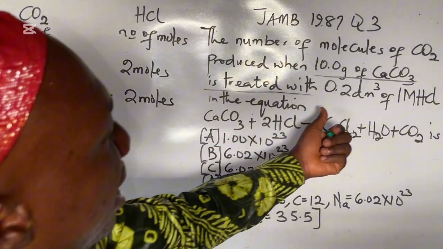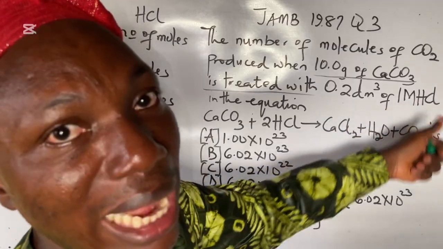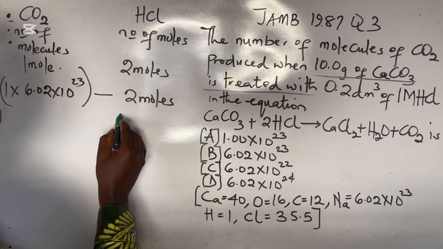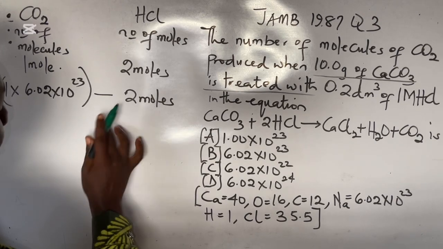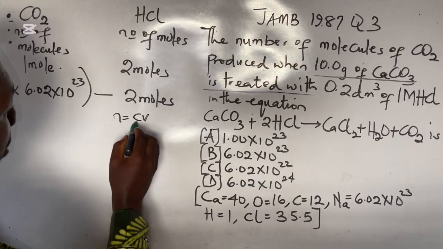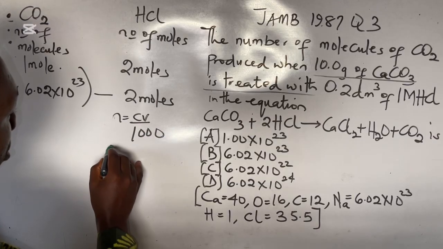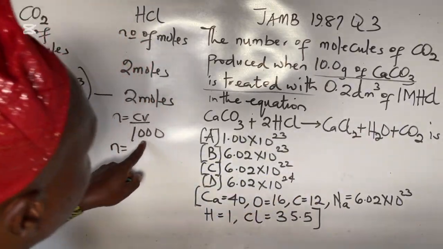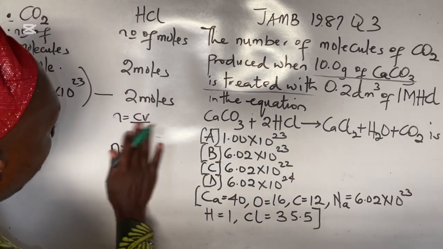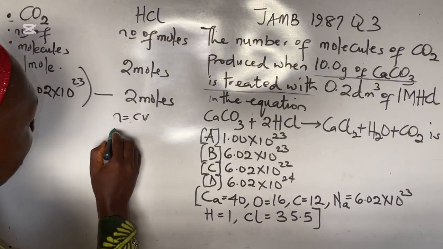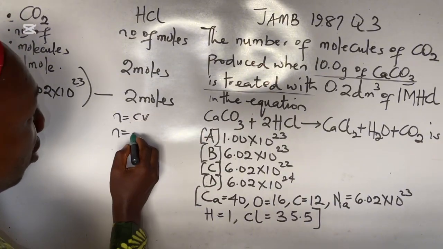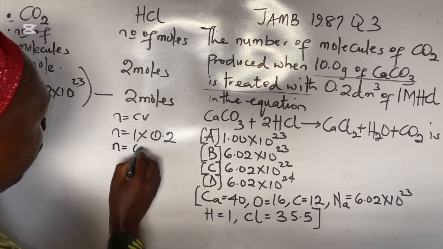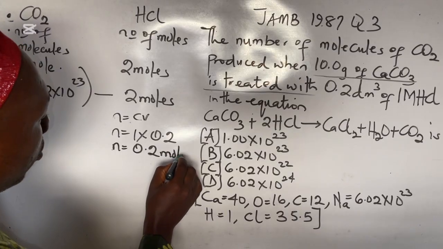So how many moles are we given in 0.2 dm cube of 1 molarity HCl? Don't forget that number of moles is CV over 1000. Since the question is given in dm cube, we don't need 1000. We just say number of moles equals CV. The concentration is 1, the volume is 0.2, and the number of moles is 0.2 moles.